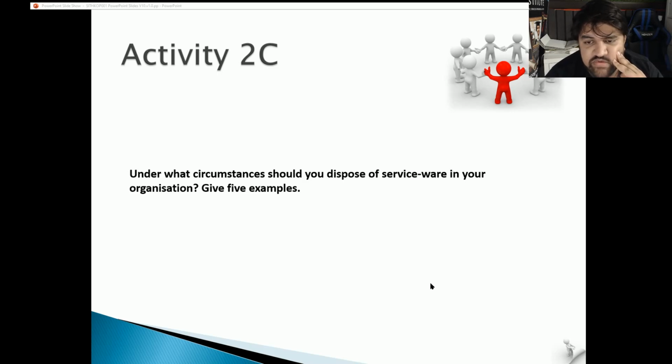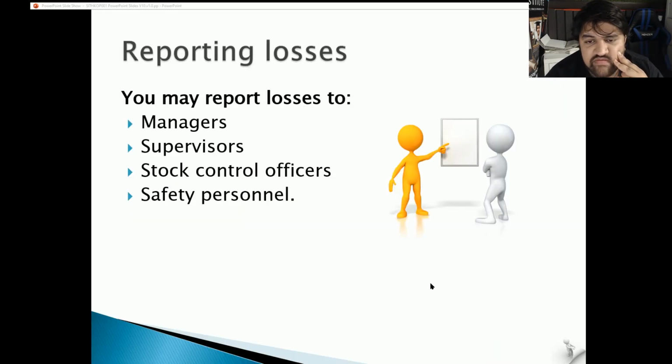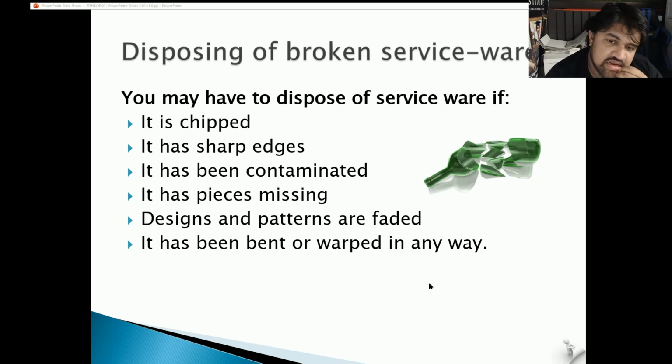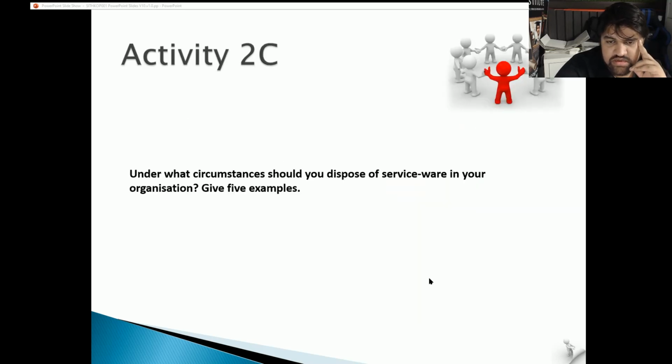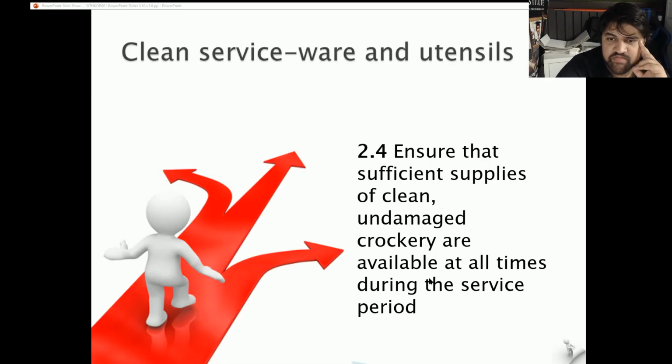Give 5 examples. So if we see that the cutlery or the plates are chipped or have sharp edges that can't be avoided, or it has been contaminated, pieces missing, or the designs and patterns are faded or look like they're too old, or if they've been warped or changed shape or bent in any way that isn't really suitable anymore to use. So complete that. When you're done, come back and we can move on to the next one.